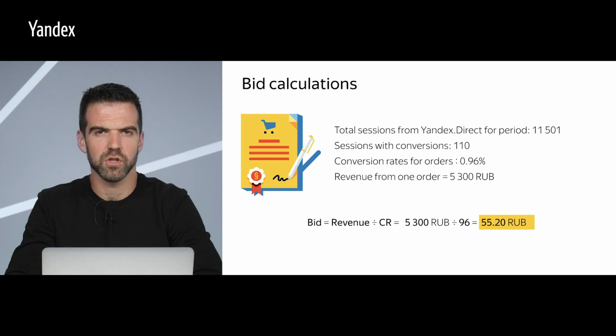How do you calculate a bid properly? The first place to look is your conversion data. Let's say that we know the total number of sessions or visits, and we can see that 110 of them involved conversions where an order was placed. We also need to calculate your conversion rate. Next, we do the following. We divide the revenue by the conversion rate, which was multiplied by 100. This gives us a bid to set based on our data.